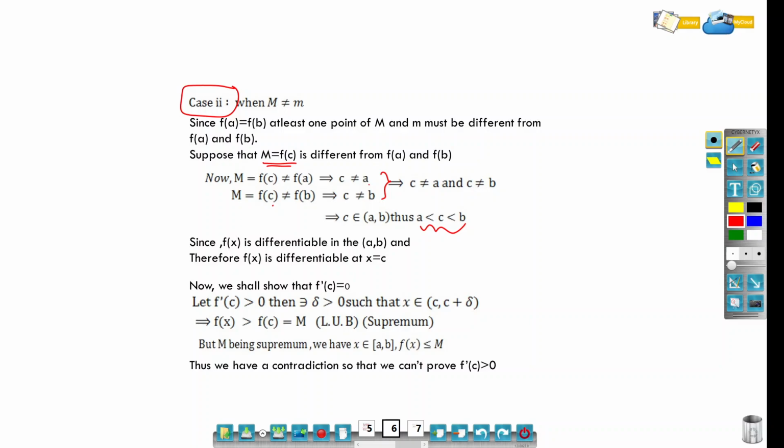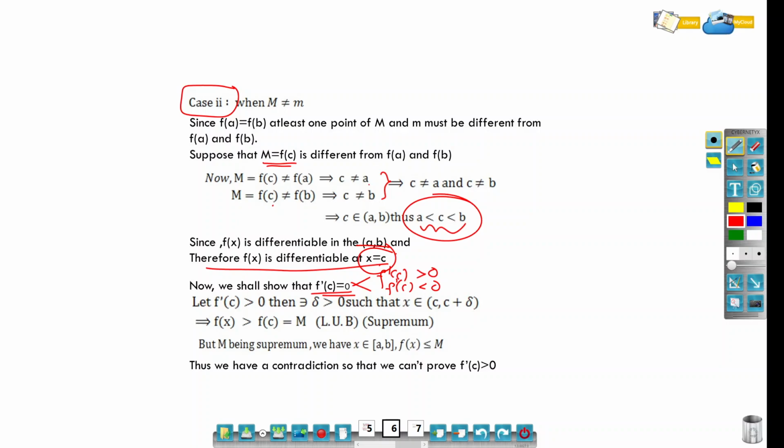Since the function is differentiable in the open interval, it is differentiable at x = c, because c lies between a and b. Now we shall show that the derivative is equal to 0. To show the derivative equals 0, there are two conditions to rule out: derivative greater than 0 and derivative less than 0.